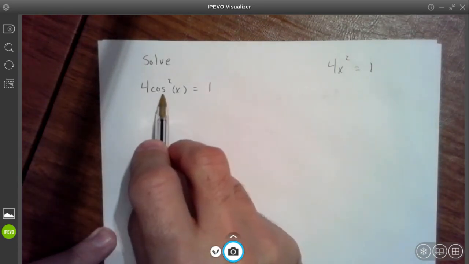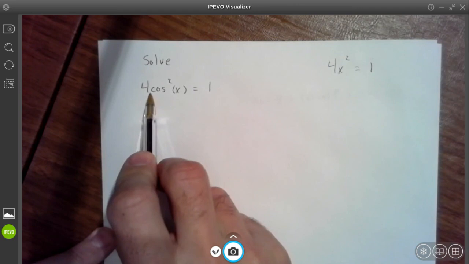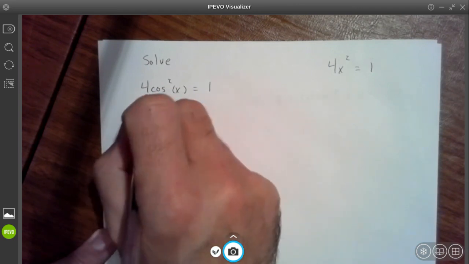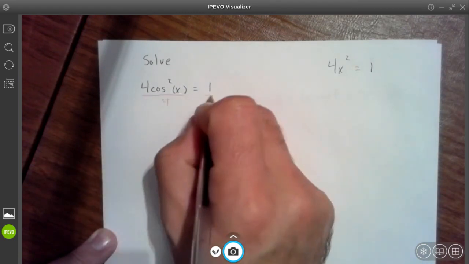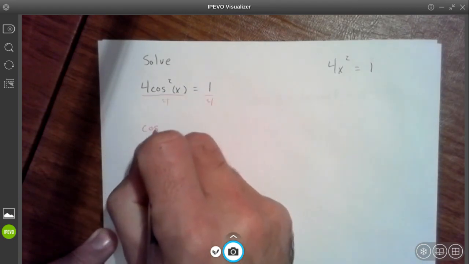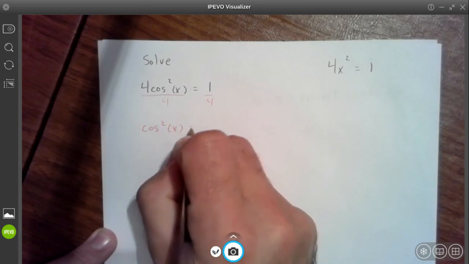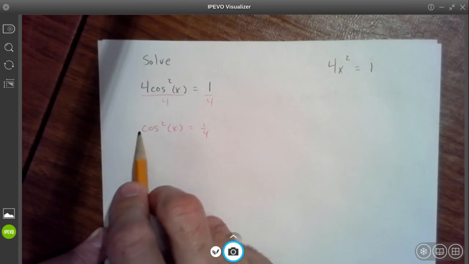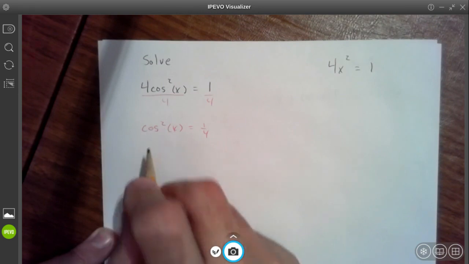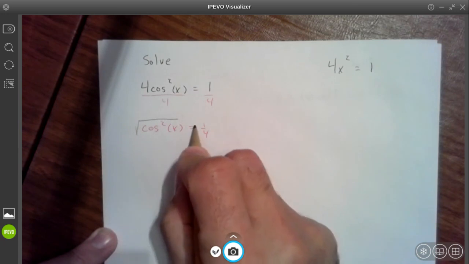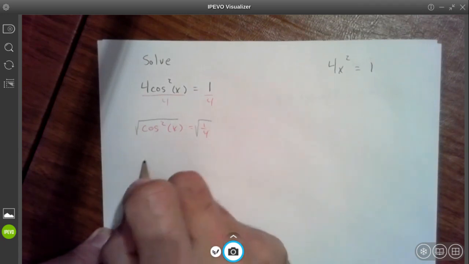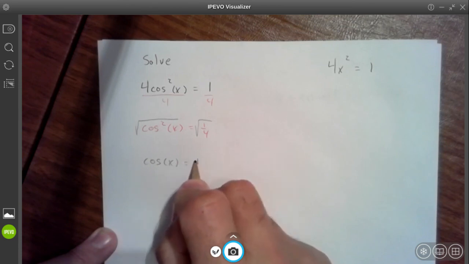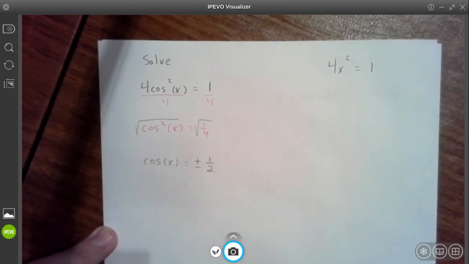On this one, since I've just got one trig function, I'm just going to isolate the trig function, get the cosine part by itself. So I can divide by 4. That gives me cosine squared x is equal to 1/4. And then I can take the square root of both sides to cancel out that square. That's going to leave me with cosine of x is equal to plus minus 1/2.